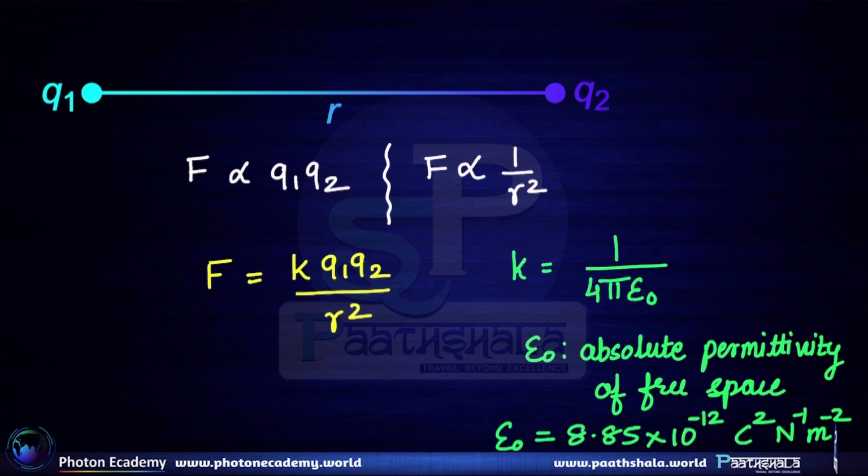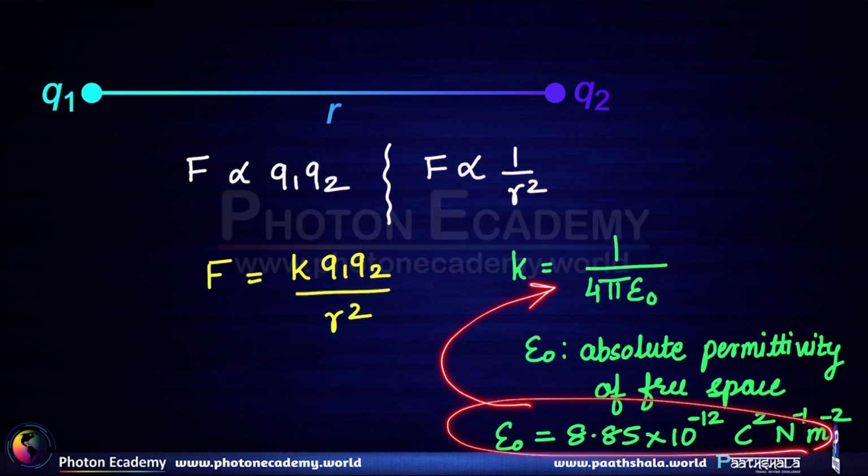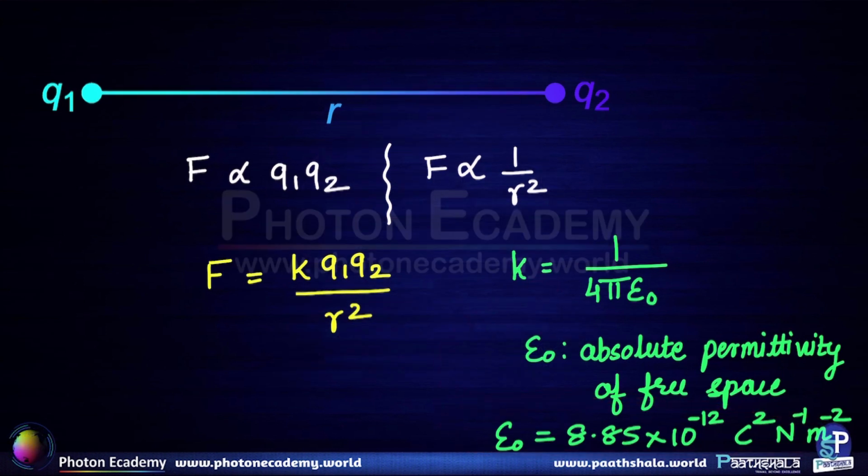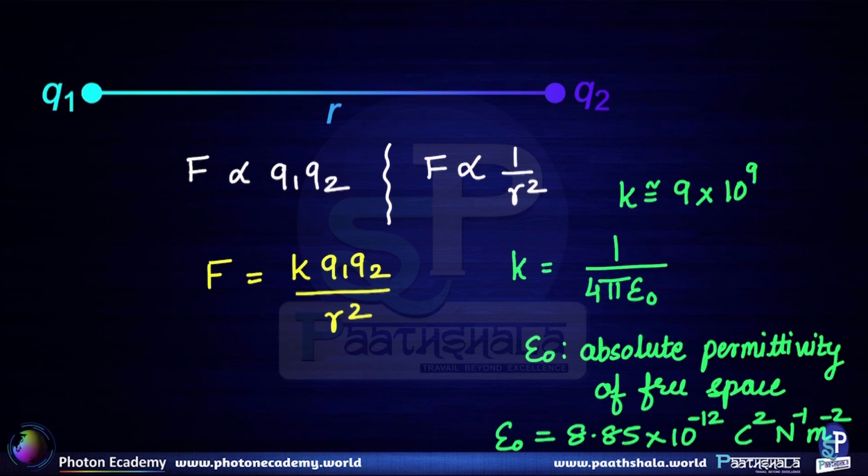Now if we substitute this value of epsilon naught in the expression for K, then what do we have? We have the effective value of K in SI units to be approximately equal to 9 into 10 raised to 9 in SI units. So this is important to be known.